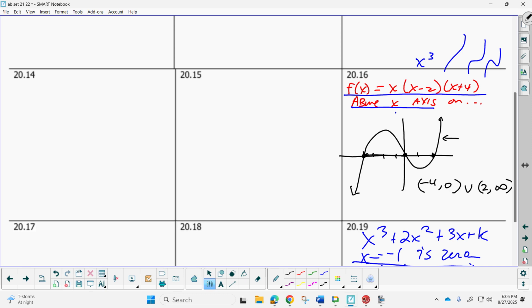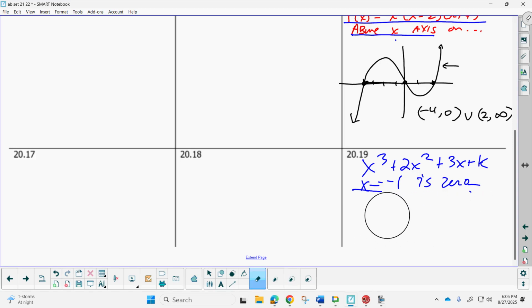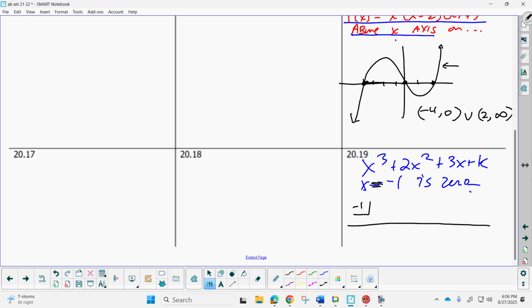All right. And then the last problem I had notes on last year, having questions on, is 20.19. x cubed plus 2x squared plus 3x plus k. I can't even read that myself, and I wrote that. x equals -1 is a 0. What does k have to be in order for that to happen? All right. Now, I don't know about you, but I approach this in a synthetic division-y kind of way. If -1 is a 0, then when I divide by -1, I should see a 0 remainder. Remember, the coefficients go here, 1, 2, 3, k.